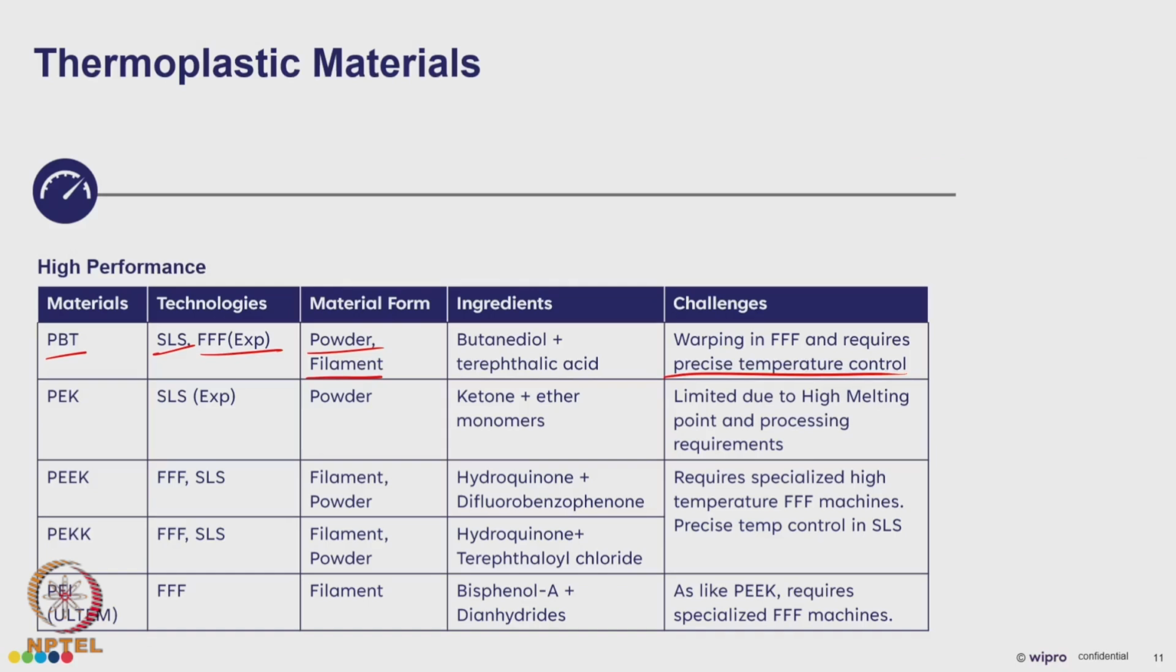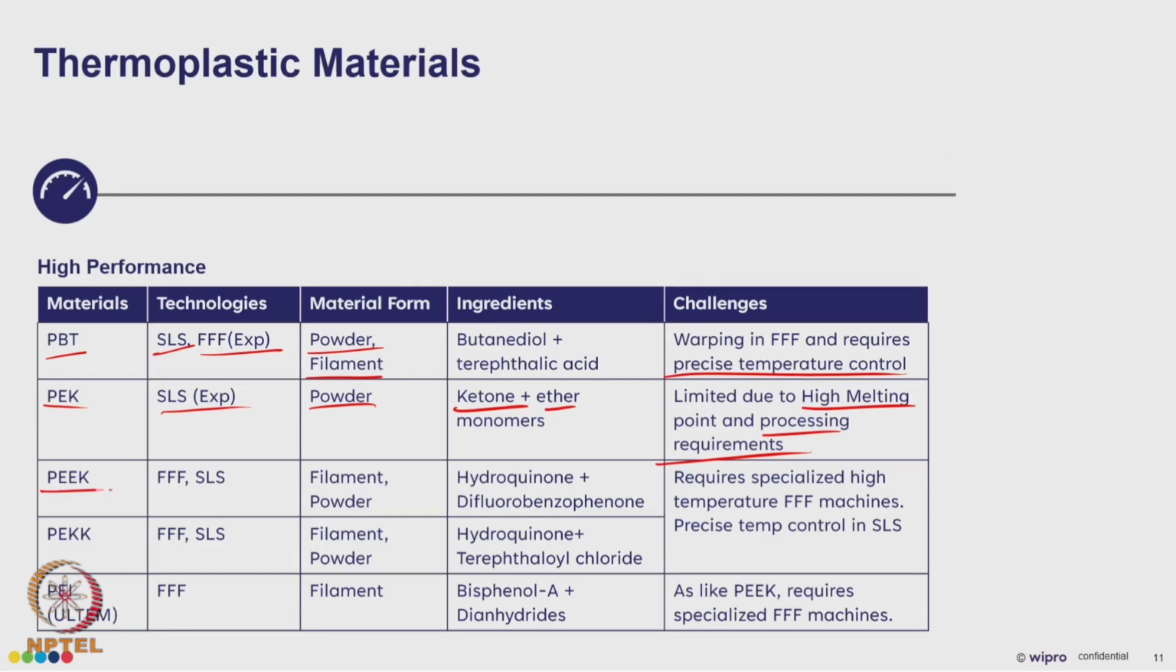The next material here is PEK. It is already in the experimental stage in SLS, and it has powder as the raw material form, and it uses ketone and ether as the ingredients, and this is limited due to the high melting point and processing requirements. It is the same for almost all the materials in the high performance category, because this requires a very high level of machine setup which has very precise control of temperature and build chambers.